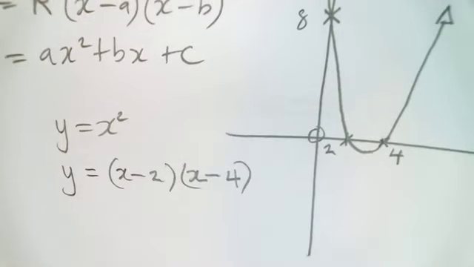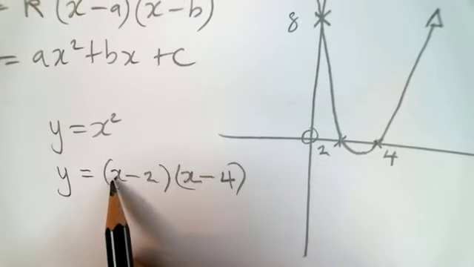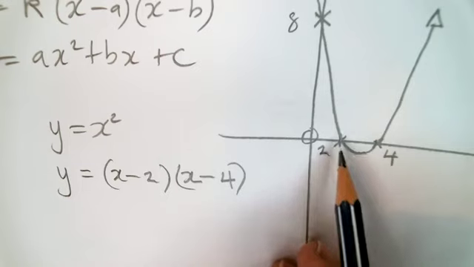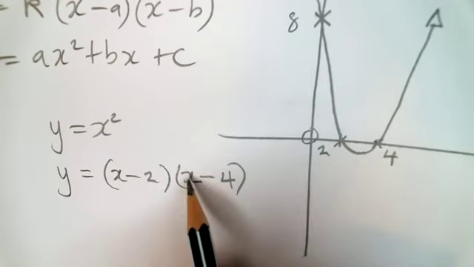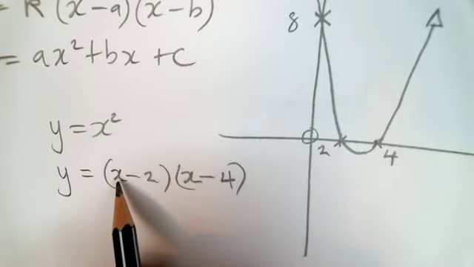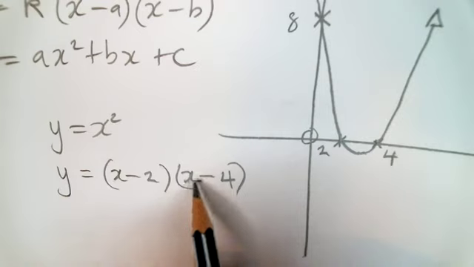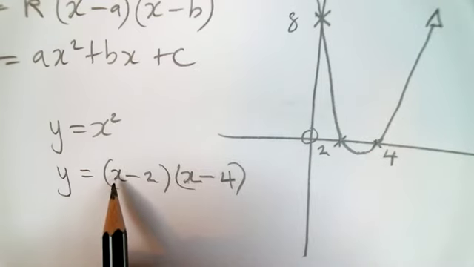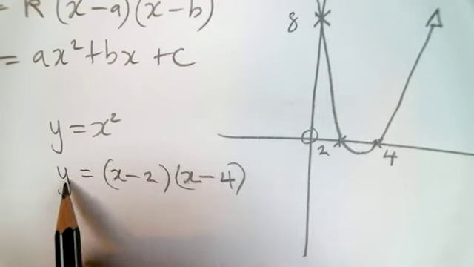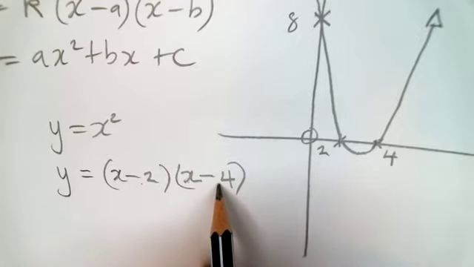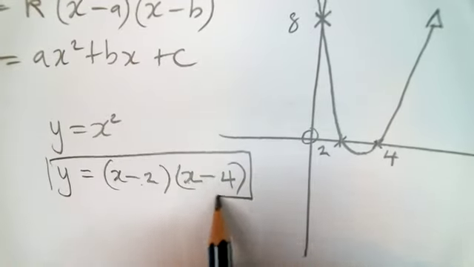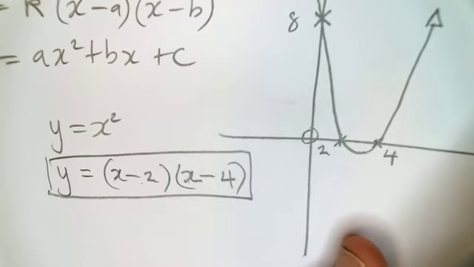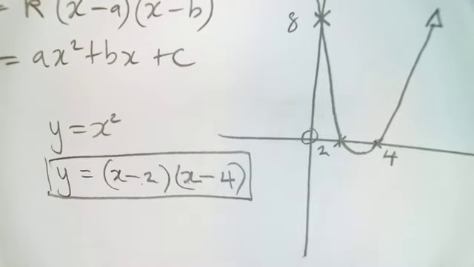And let's just check that that works. So if y is 0, we have x must be 2 or x must be 4. And if x is 0, y must be, well, negative 2 times negative 4 is positive 8. So this would be the correct equation for that one. All right, let's have a look at the next one in the next video.